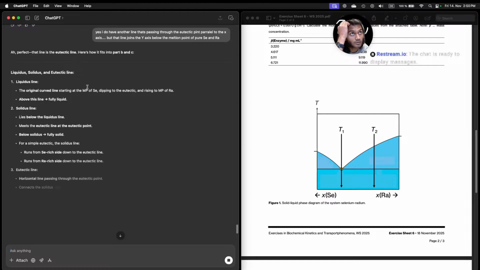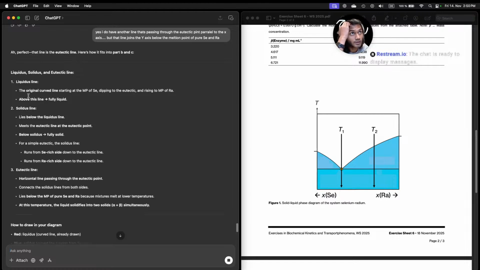Here's how. Liquidus line, the original curved line dipping; anything above the line is fully liquid. Solidus line, the line below the liquidus line, meets the eutectic line at the eutectic point. Eutectic line, the horizontal line that passes through. Okay, that's the eutectic line. It's not the solidus line. Below solidus, it's fully solid.